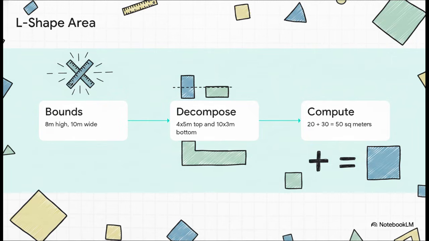For step 2, we slice it right across horizontally. That gives us a top rectangle that's 4 by 5 meters, and a bottom one that's 10 by 3 meters. Step 3, just do the arithmetic. Top area is 20, bottom area is 30. Add them up, and we get a verified total area of exactly 50 square meters.